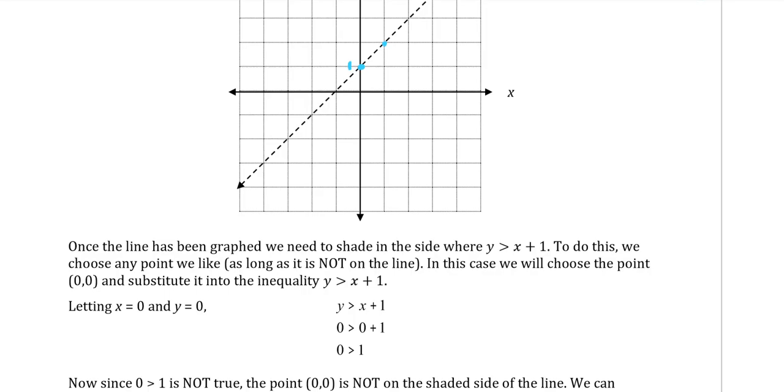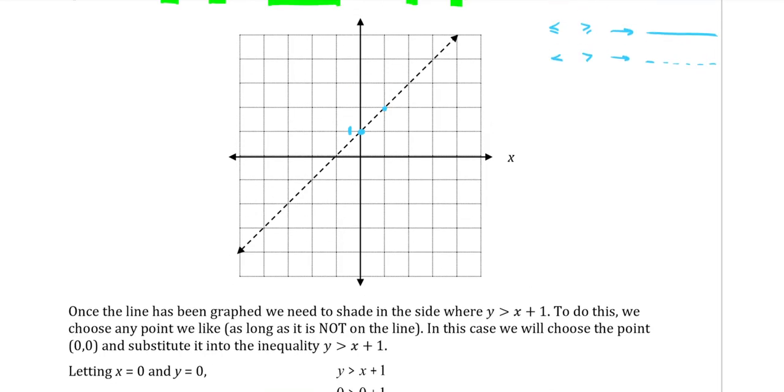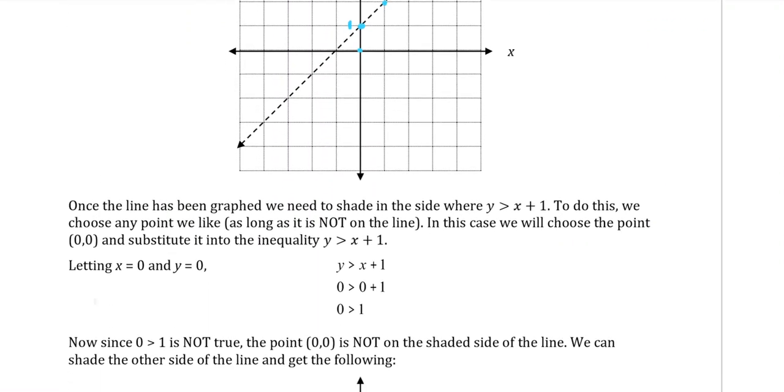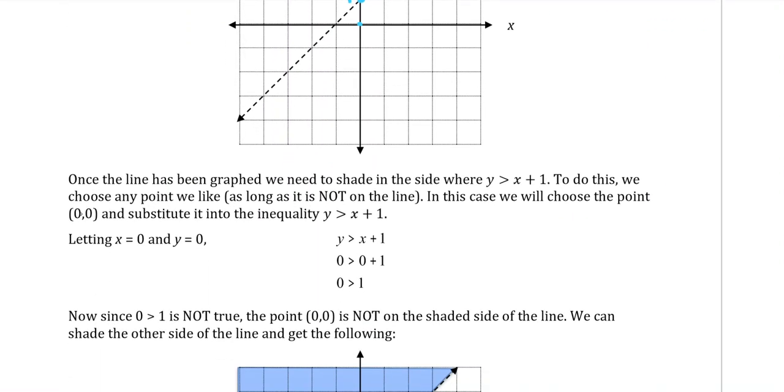To do this, you must choose a point that is not on the line. And often the easiest point, if it doesn't go through it, is the origin. The origin is always a nice value to sub in. You're subbing in zeros. So that's what's done here. We're going to sub in the point 0, 0, which means x equals 0 and y equals 0, and we're putting that into this inequality.